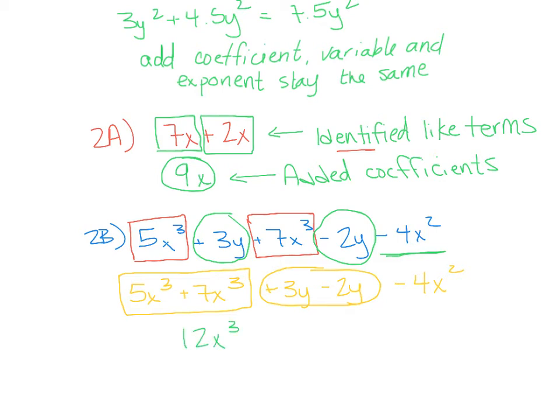Then in my circle, I have 3y minus 2y. 3 minus 2 is positive 1. And then I don't have anything to combine with my last term, so I just bring it down, negative 4x squared. This is my answer. You cannot combine your boxes and your circles and your non-shaped stuff. So there is no further work to do for that. You're done.